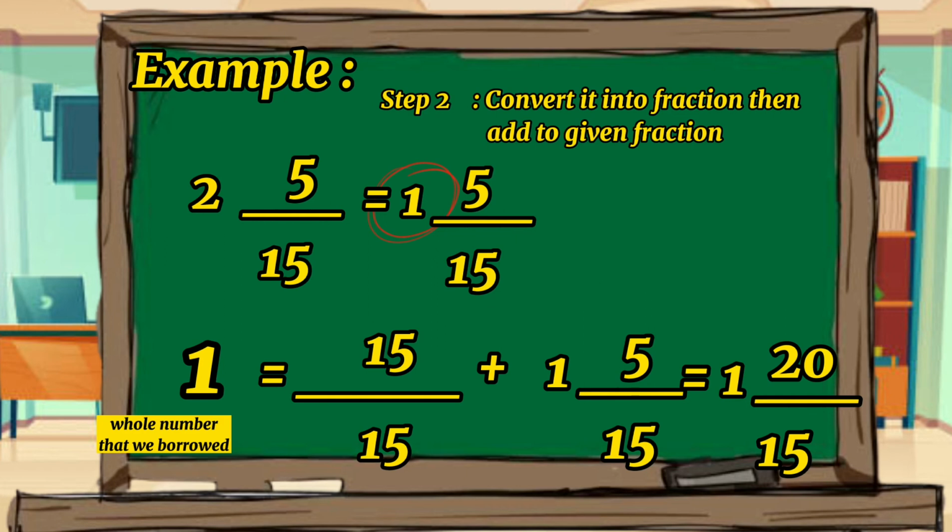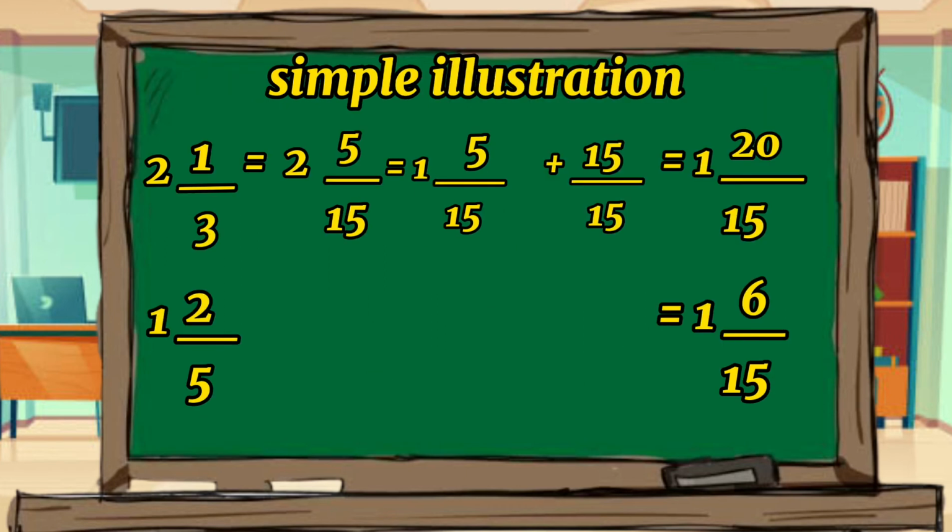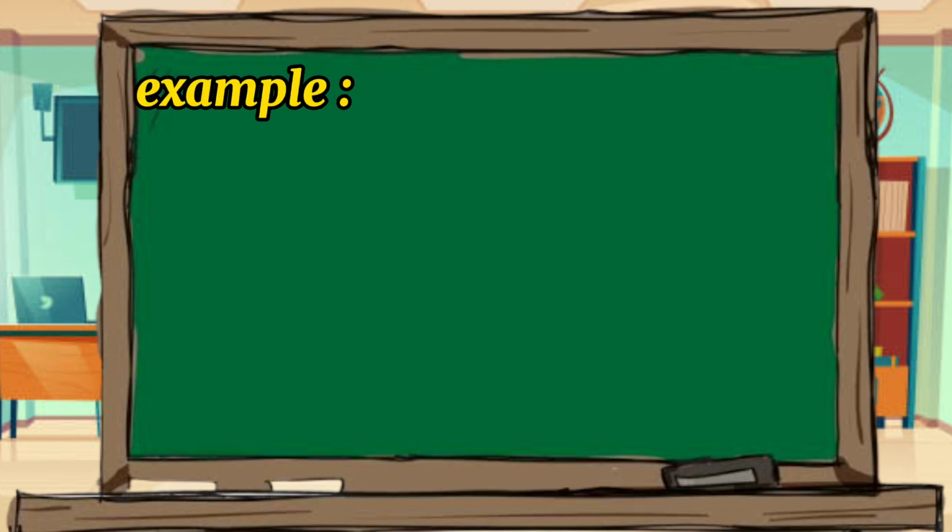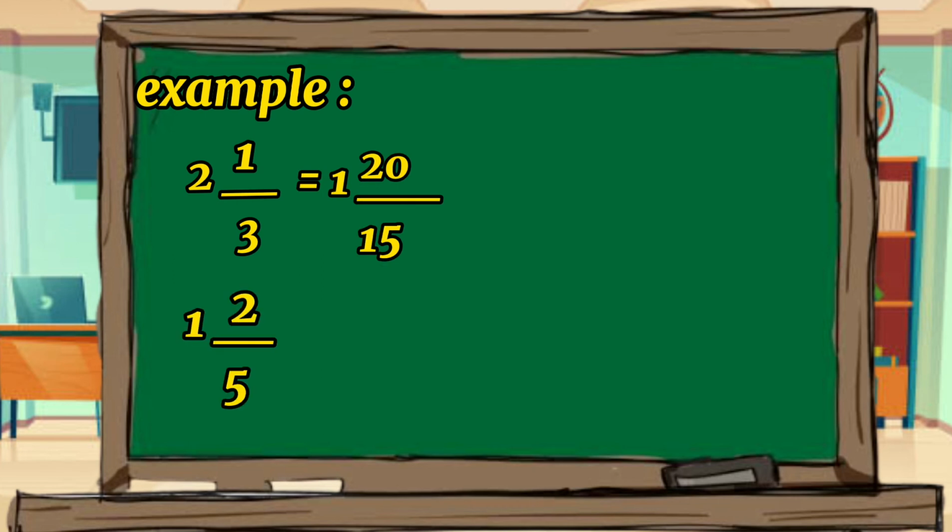We can now subtract the two given fractions. Here is the simple illustration. 2 and 5 over 15 becomes 1 and 5 over 15. Then, we add the one whole number that we borrowed, which is 15 over 15, and it equals 20 over 15. The whole number 2 becomes 1. The one whole number is equal to 15 over 15, since 15 is the denominator. So 2 and 1/3 becomes 1 and 20 over 15, and 1 and 2/5 becomes 1 and 6 over 15.